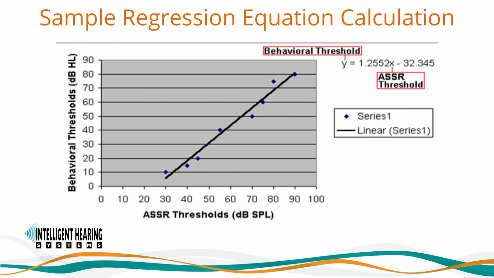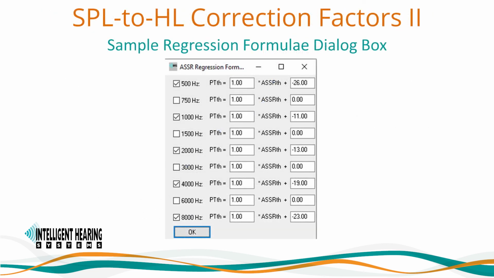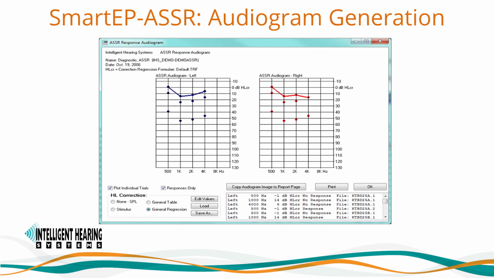Look to obtain the value of the slope and the y-intercept using the values obtained from the threshold search for each stimulus frequency. The regression equation is pure tone thresholds equals the slope times the ASSR threshold plus the y-intercept. The SmartEP-ASSR software allows you to enter in the slope and the y-intercept values from the regression equations to convert your SPL audiograms into HL. We can see here the ASSR regression formula editing window. These values for conversion from SPL to HL are applied when using the General Regression Table option, found at the bottom left of the audiogram window.